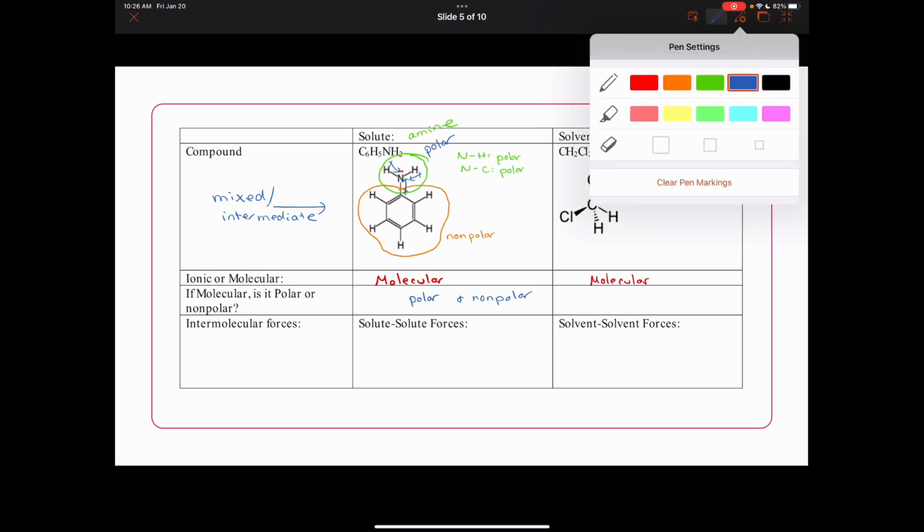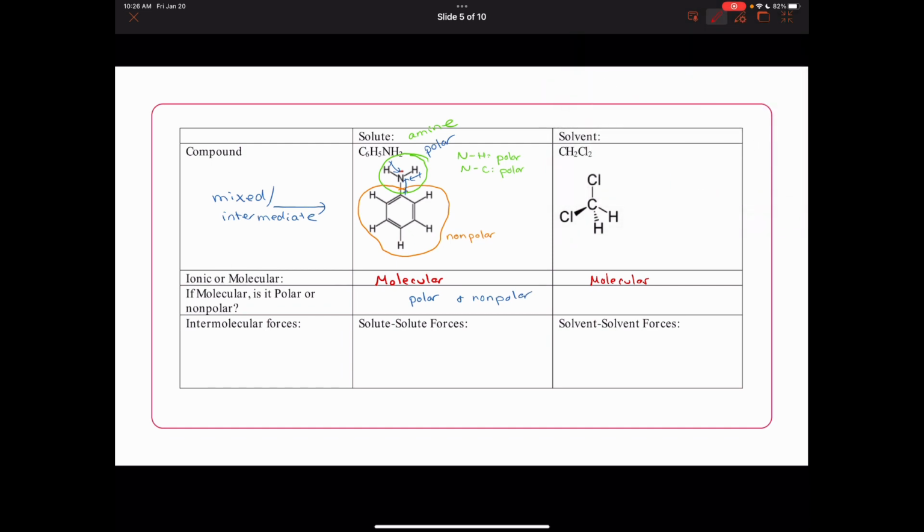Now, if I look at my solvent, I've got these carbon-chlorine bonds, which are polar. Chlorine is more electronegative, so the electrons are being pulled towards the chlorines, and it's unsymmetrical. So this is a polar molecule.